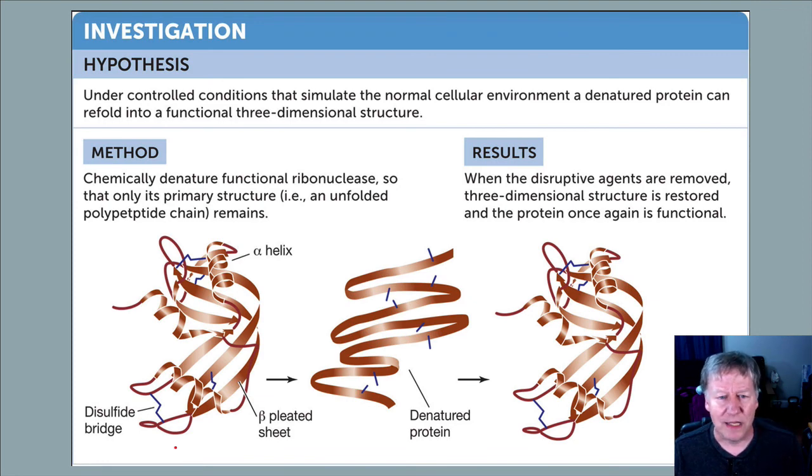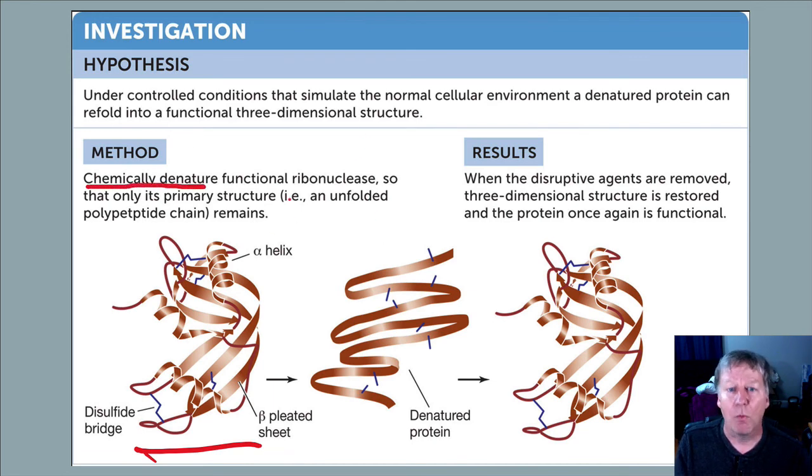So what they did, they took a protein, working fine, and then they added some chemicals that denatured the protein. Ribonuclease is the name of the protein. Here, you can see it. They denatured it chemically. And when that happened, we went back to primary structure, just the sequence of amino acids in a row that gave us our original protein. So basically it unfolded the polypeptide chain.